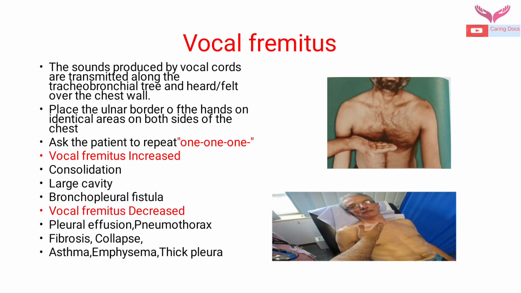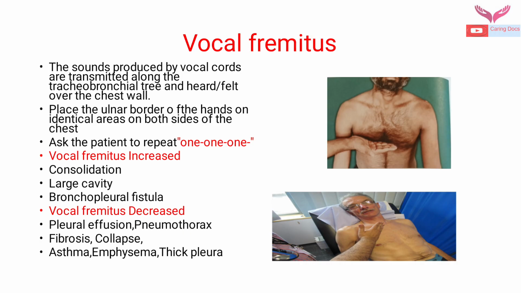Vocal fremitus is the sound which is produced by the vocal cords and transmitted along the tracheobronchial tree and heard or felt over the chest wall. Here we place the ulnar border of the hand as shown in the figure on identical areas on both sides of the chest. We ask the patient to repeat 1 1 1 and we feel the sounds produced by the chest. It is called vocal fremitus.